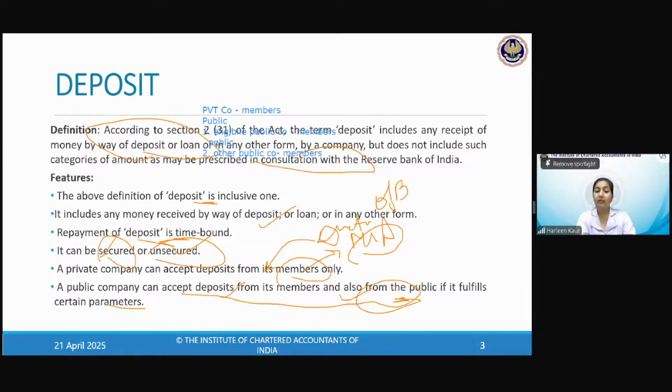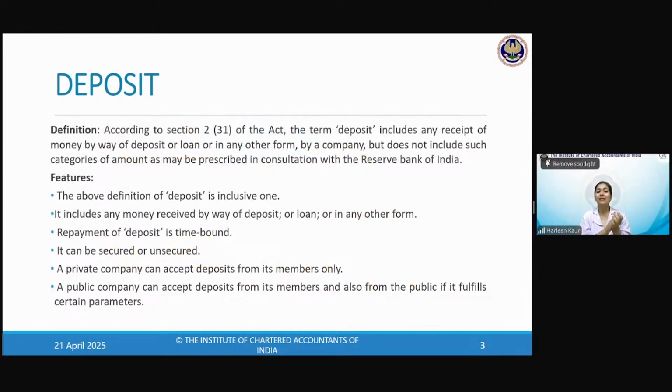Clear ho gaya? So what is the definition? Section 2, subsection 31 says any amount received by way of deposit or loan by the company is a deposit, but it does not include the amount specified in consultation with RBI. What are the features? Definition is an inclusive one. What is the meaning that the definition of deposit is an inclusive one? What do you understand by the word inclusive?